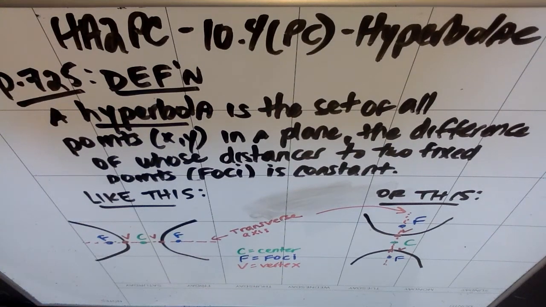This is Honors Algebra 2 Pre-Calculus. We're doing 10.4 in Pre-Calc, which is hyperbolae. We're on page 725, which is the definition of a hyperbola.